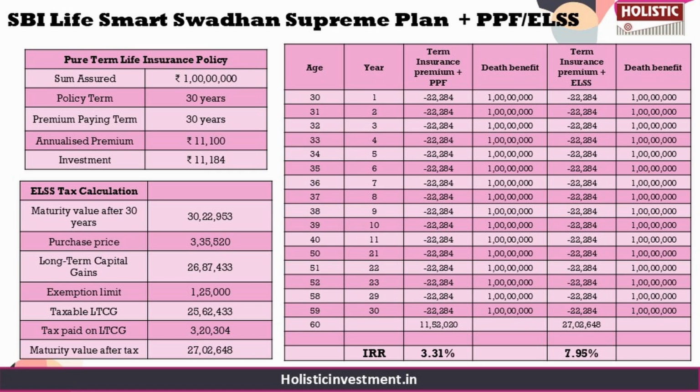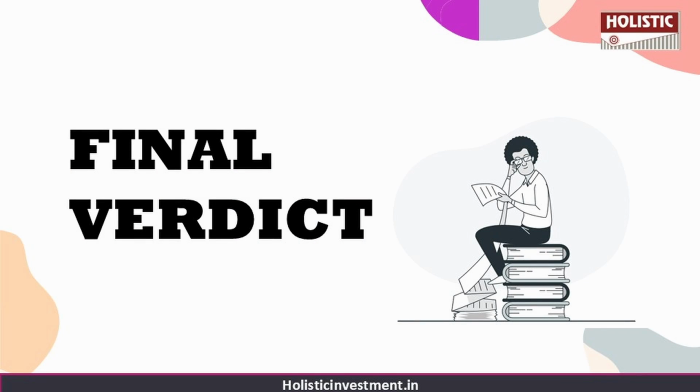So the IRR calculation for the pure term policy plus ELSS combination results in 7.95%. So this is calculated on the post-tax return. The rate of return here is higher than the inflation rate, and you could accumulate a sizable corpus at the end of 30 years. So what is the final verdict? Is investing in the SBI Life Smart Swadhan Supreme plan worth it or not?